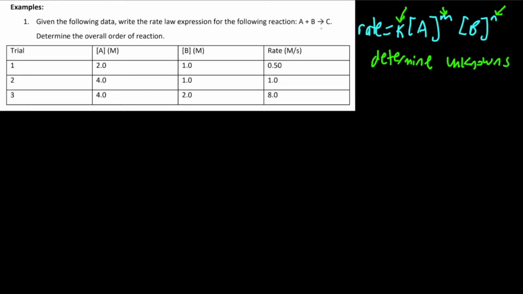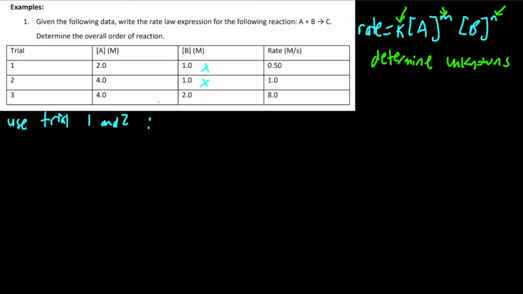A plus B produces C. Determine the overall order of reaction. Okay, so what we're going to do is you need to use two trials at a time, and you want to look at trials that will cancel out. So first, let's use trial 1 and 2.